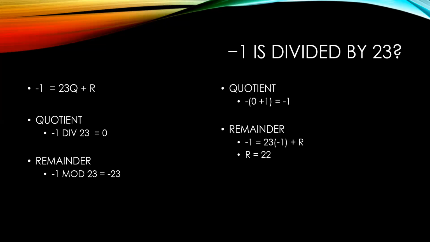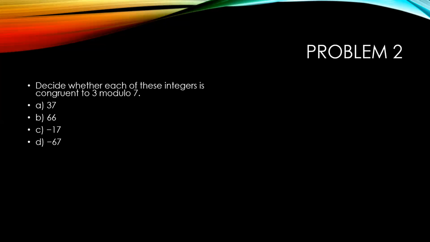So now let's proceed with problem number 2. Decide whether each of these integers is congruent to 3 modulo 7.